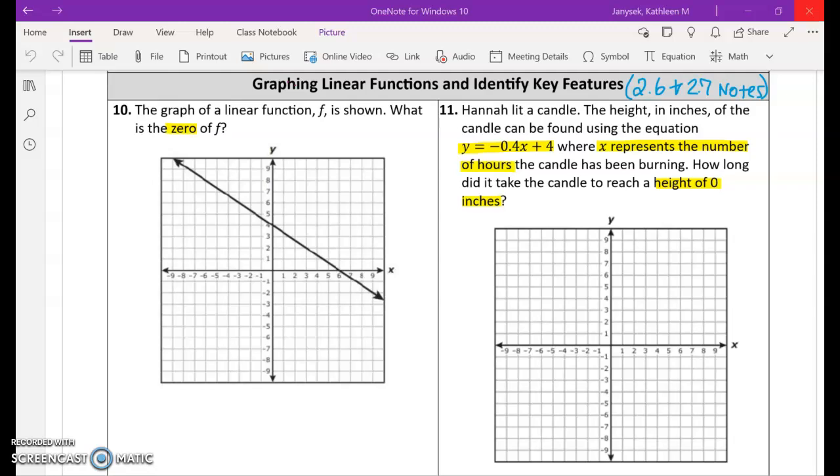Hey everyone, so this is the third part of the test review for Unit 2, and it is on graphing linear functions and identifying the key features, the key parts of those functions on the graph. So the notes you're going to look at if you want to study are your 2.6 and 2.7 notes.